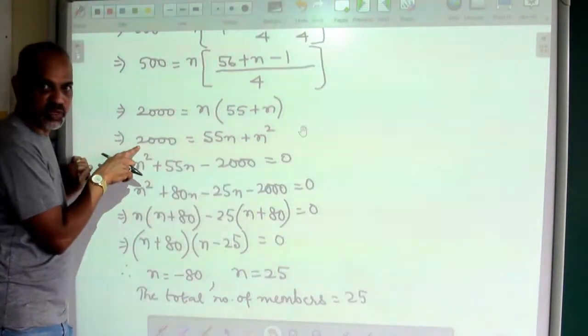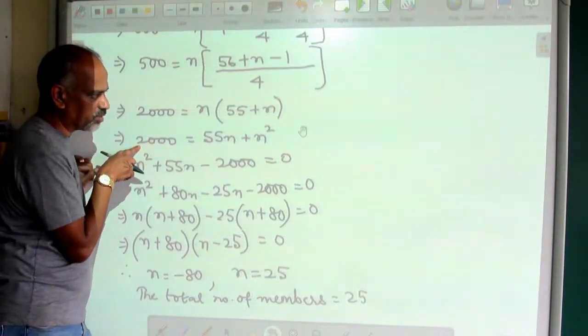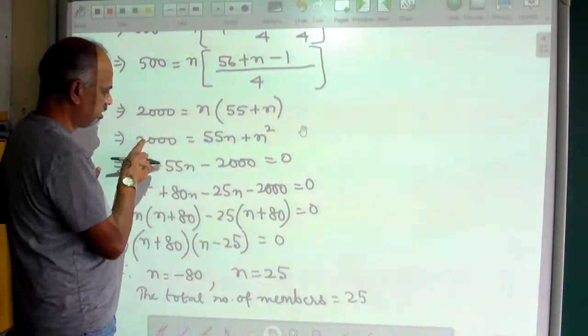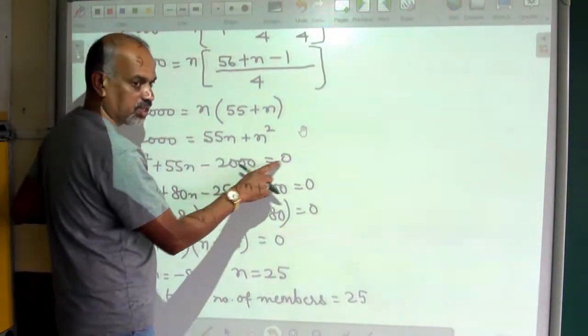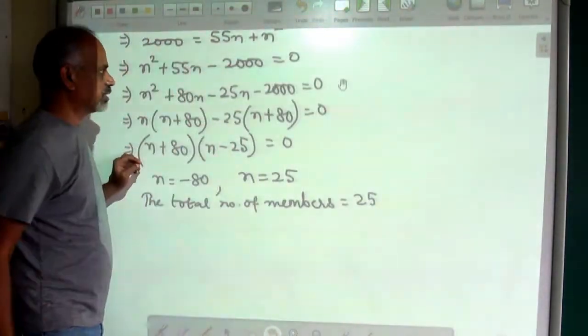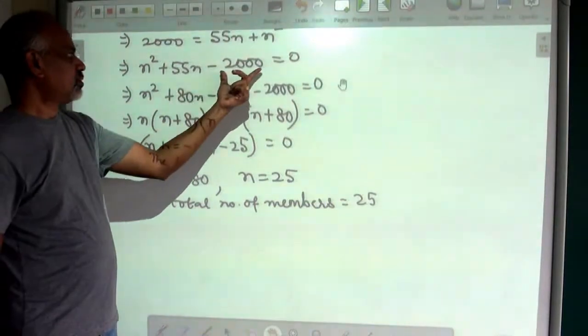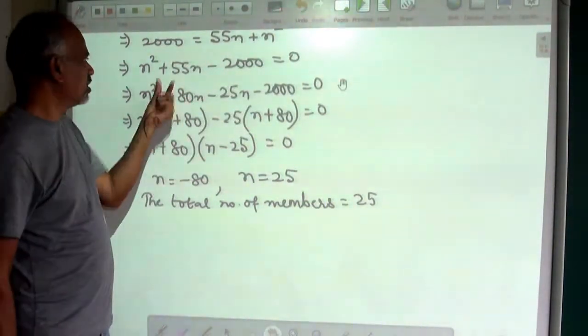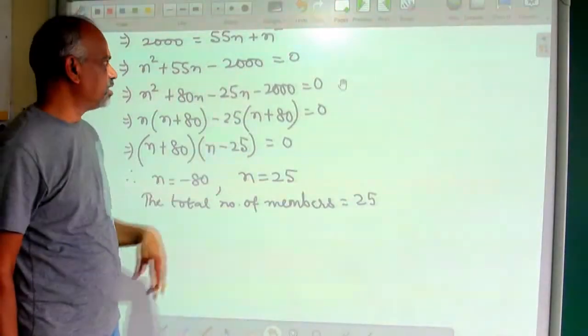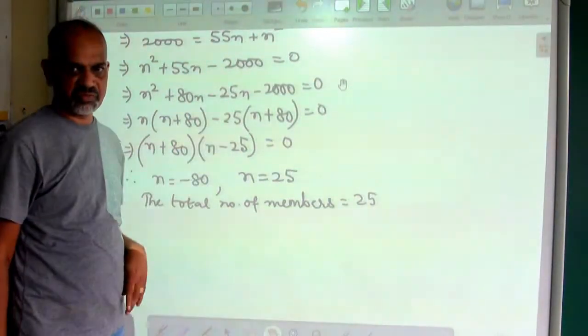Rearrange this to get the quadratic equation. The quadratic equation is n squared plus 55n, and this goes to that side, minus 2000 is equal to 0. To solve this quadratic equation, 2000 is the product, 55 is the sum. The two numbers that you will use to split this middle term are 80 and 25.